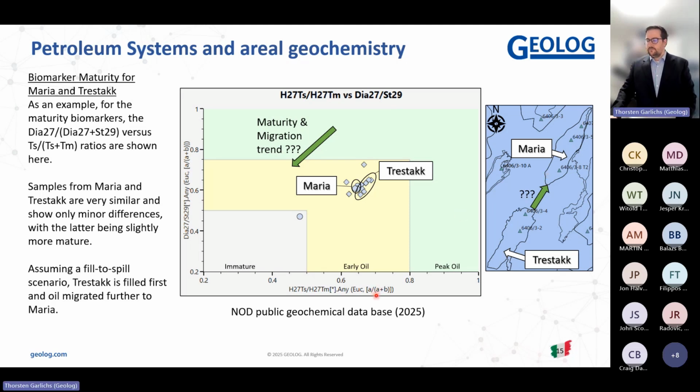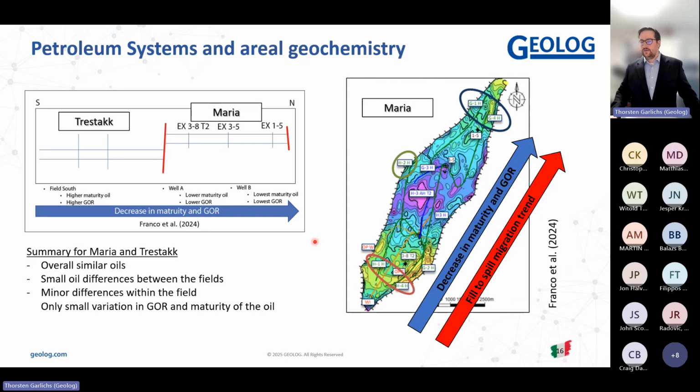Also, these data are from the public database, from the NOD. Following up this trend, we have on the south the Trestak field. This has a little bit higher maturity. This is also shown by a little bit higher GORs, gas oil ratios.